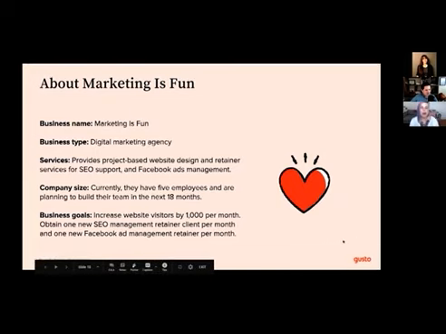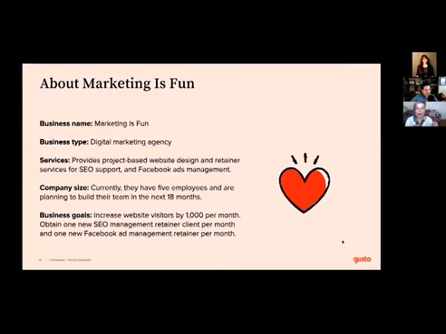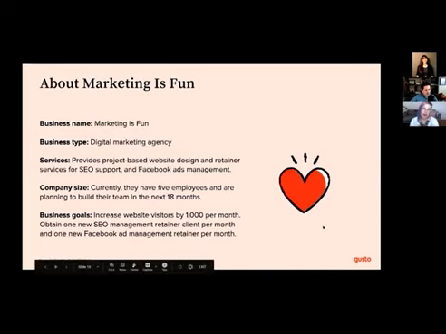Their business goals are to increase their website visitors by 1,000 per month, because this directly impacts their revenue. And we'll talk about that when we get into the template. They also want to obtain 1 new SEO management retainer client per month and 1 new Facebook ads management retainer client per month. Basically, Marketing is Fun is starting to realize that to have a more sustainable and predictable business model, they really want to shift from one-off project work into a retainer model. So they're going to be modeling based on this larger overarching goal of how they're going to shift their business model.